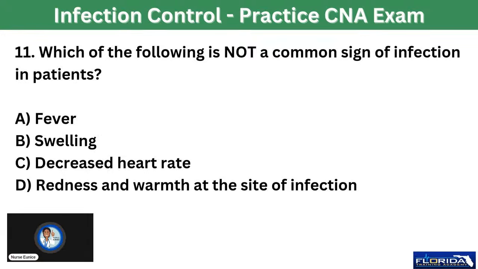All right, so number 11. Which of the following is not a common sign of infection in patients? A, fever, B, swelling, C, decreased heart rate, or D, redness and warmth at the site of infection?